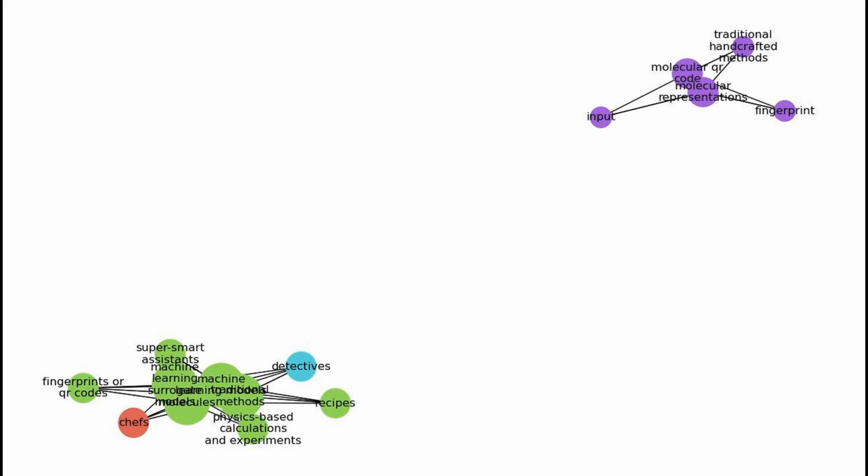These molecular residues are essential because they are the input that the machine learning models use to understand and predict properties. Just like a fingerprint helps identify a person, a well-designed molecular residue helps the model accurately identify and predict material properties. A new type of molecular residue called a molecular QR code has been developed, which can be more efficient and effective than traditional handcrafted methods, making it easier for the models to learn and generalize across different materials.